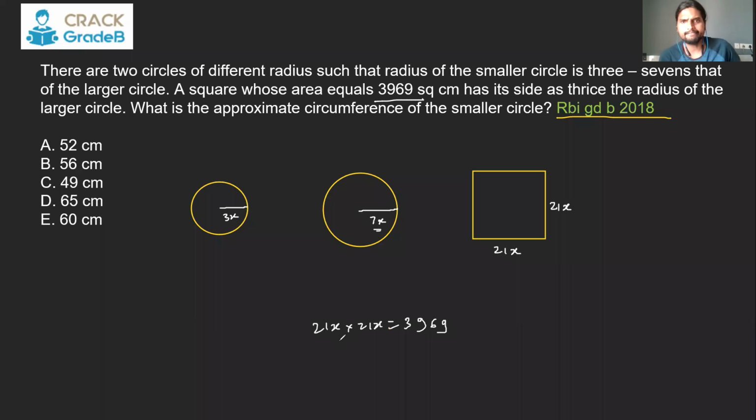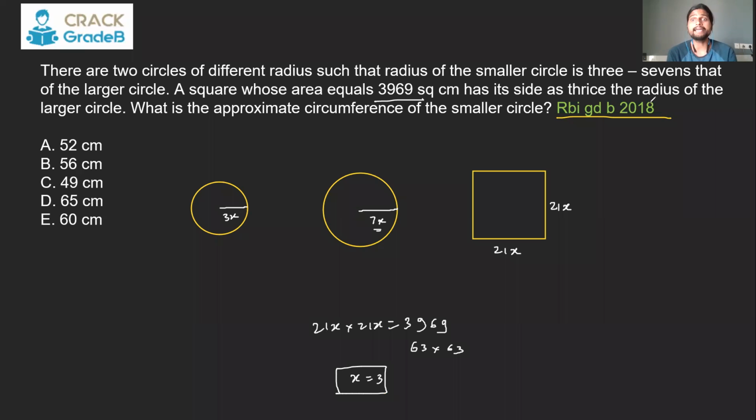So you can calculate easily the value of x from here. It should be 63 square. So it should be 63 into 63. So x square is 9, x should be equal to 3.